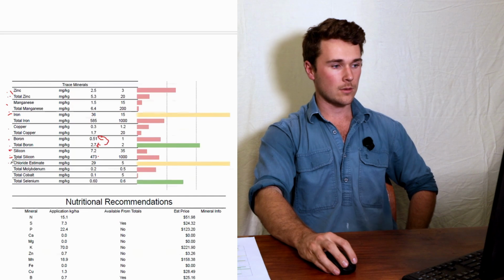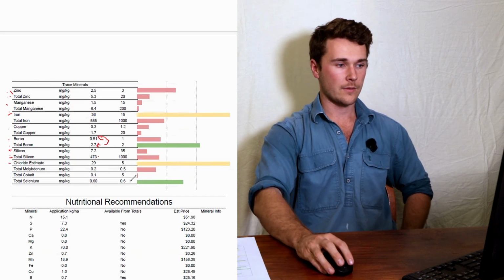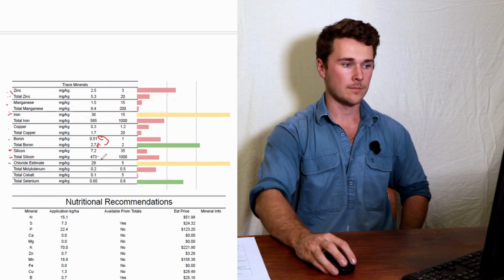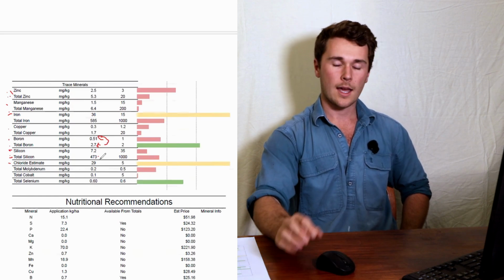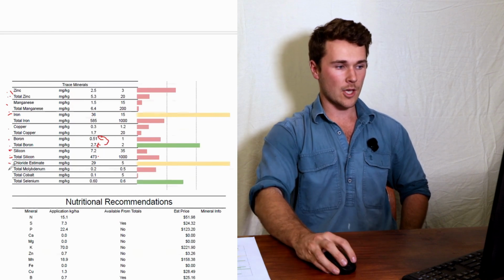Next, we have our chloride. Chloride is just an estimate. We don't want too high. We want a little bit, but not too much. If it's exceeding, maybe like this one, then we can start looking into our electrical conductivity and seeing whether or not that's a problem. And finally, we have the totals for molybdenum, cobalt, and selenium.